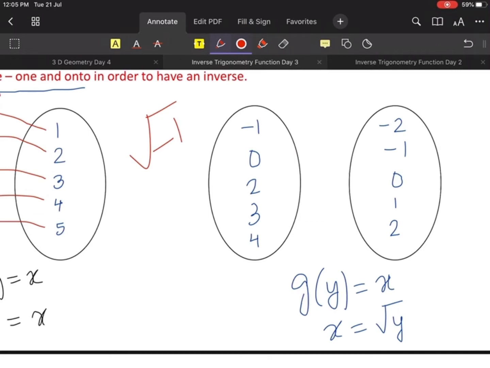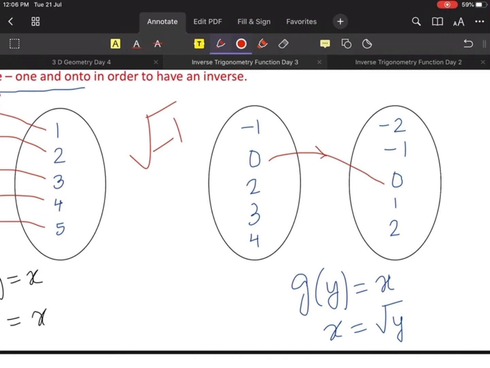Okay, so what can I say is that when I have y equal to -1, the root of -1, the image does not exist. Am I clear? So the image of -1 does not exist. Okay, clear? So we cannot perform the mapping of -1 to any of the elements of set B.